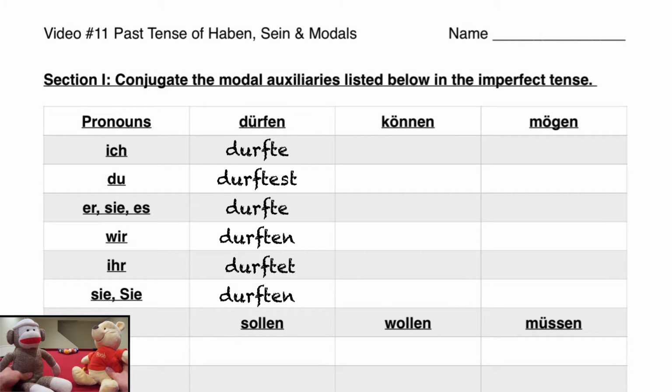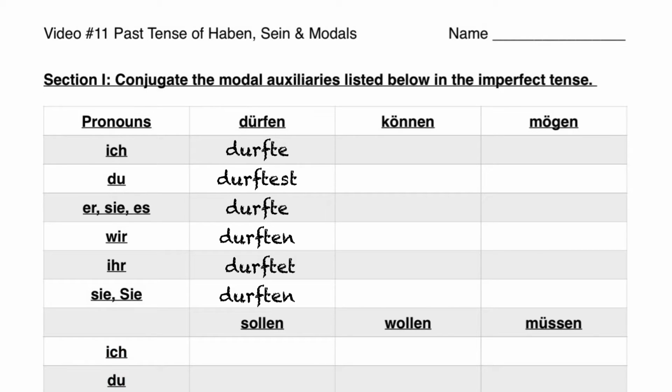And you'll notice that we have a te ending at the end of it like we would for anything that's a regular verb in the simple past tense. And we also have a stem here, durf, D-U-R-F, all by itself, and then we add the te, test, ten, tet, ten, like we would for any other regular verb in the simple past tense.